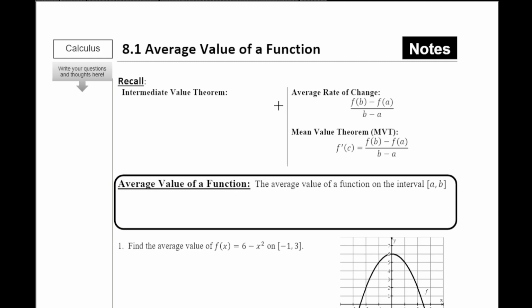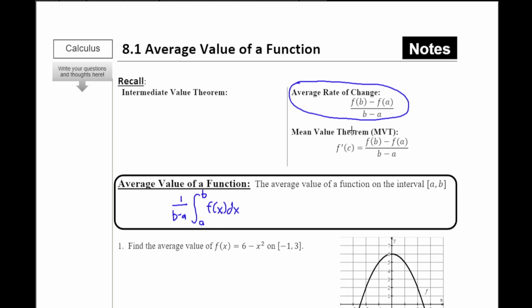8.1 Average value of a function. Before in Unit 2, we first learned about average rate of change, which is f of b minus f of a over b minus a. However, there's something else that's called the average value, and this is something students often get messed up on, confusing the two. The average value of a function on an interval a to b is 1 over b minus a multiplied by the integral from a to b of the function f of x dx. Its average value is this right here.